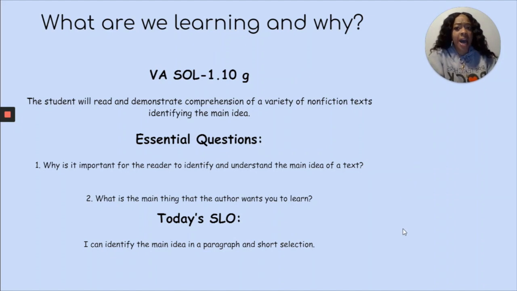What are we learning and why? Well, our SOL for this week: the student will read and demonstrate comprehension of a variety of nonfiction texts, identifying the main idea. Some essential questions we should be able to answer after our 2 days of main idea: Why is it important for the reader to identify and understand the main idea of a text? What is the main thing that the author wants you to learn? But today, first grade, we are only going to focus on our SLO, which is: I can identify the main idea in a paragraph and short selection.